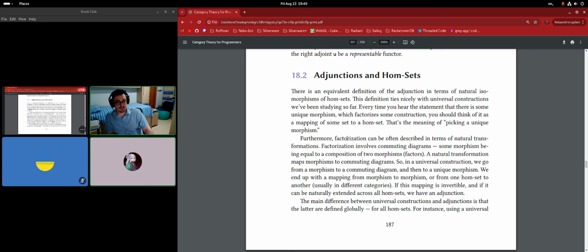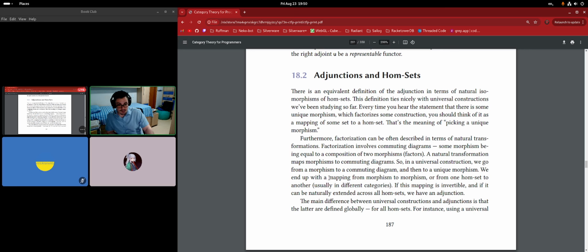The factorization can often be described in terms of natural transformations. The reason is that it involves commuting diagrams. A natural transformation maps morphisms to commuting diagrams. So in a universal construction, we go from a morphism to a commuting diagram and then to a unique morphism. That's usually the pattern. It can be a sheet of paper, it can be a cone, it doesn't really matter. But that's usually what happens.